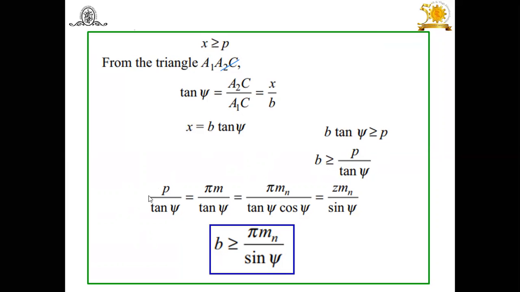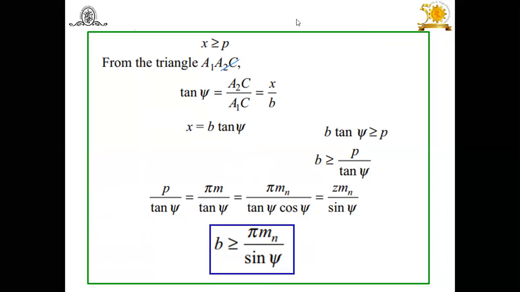But here I am writing once again. P upon tan psi is equal to, you know very well, P is equal to pi mn. M is the transverse module here. Again, you can replace M in helical gear by Mn upon cos psi. I am going to substitute this value, pi into Mn upon tan psi into cos psi. Now tan psi means sin psi upon cos psi. Cos psi gets cancelled, and what you will get here is pi mn upon sin psi.